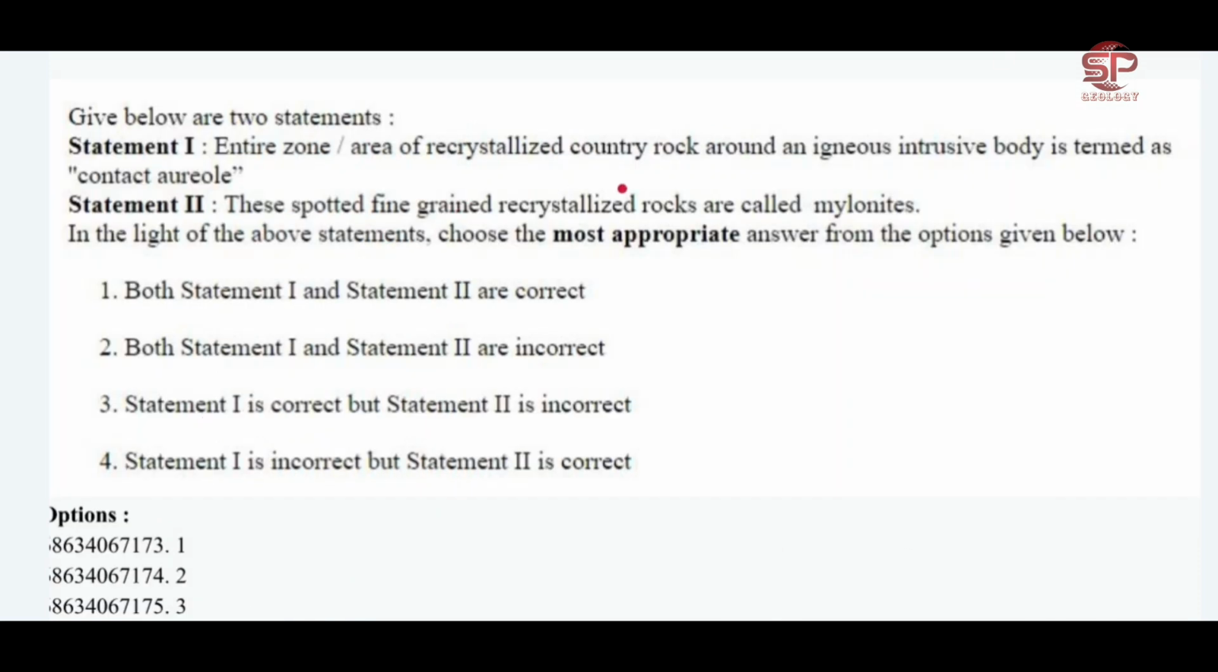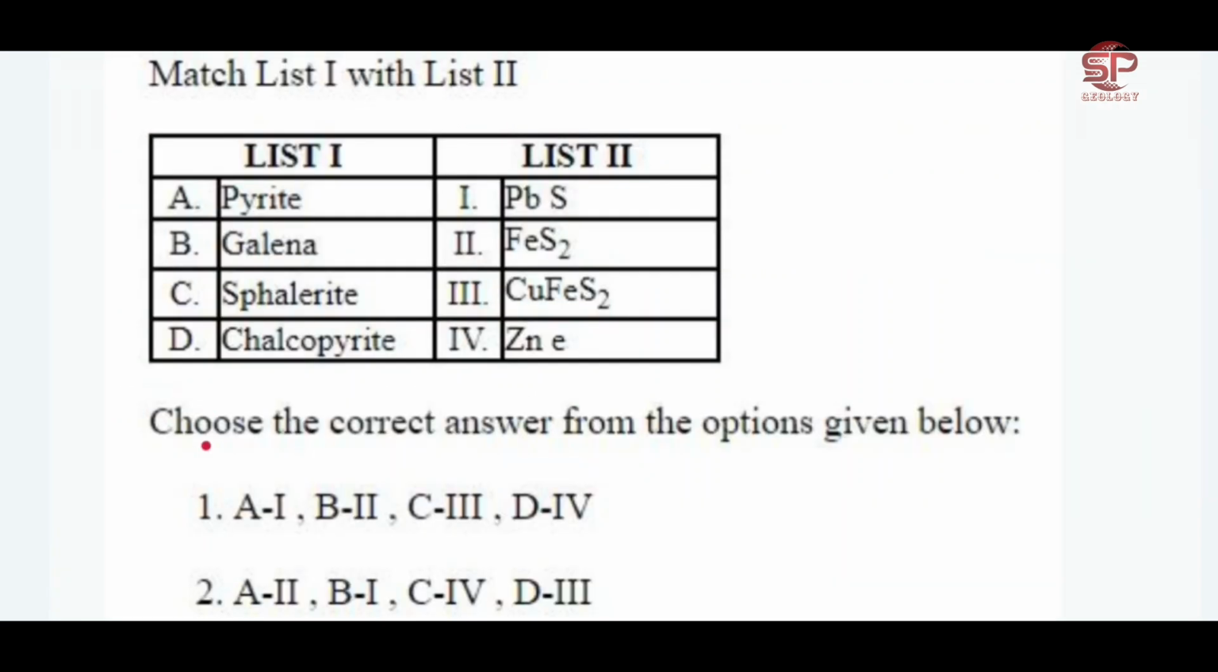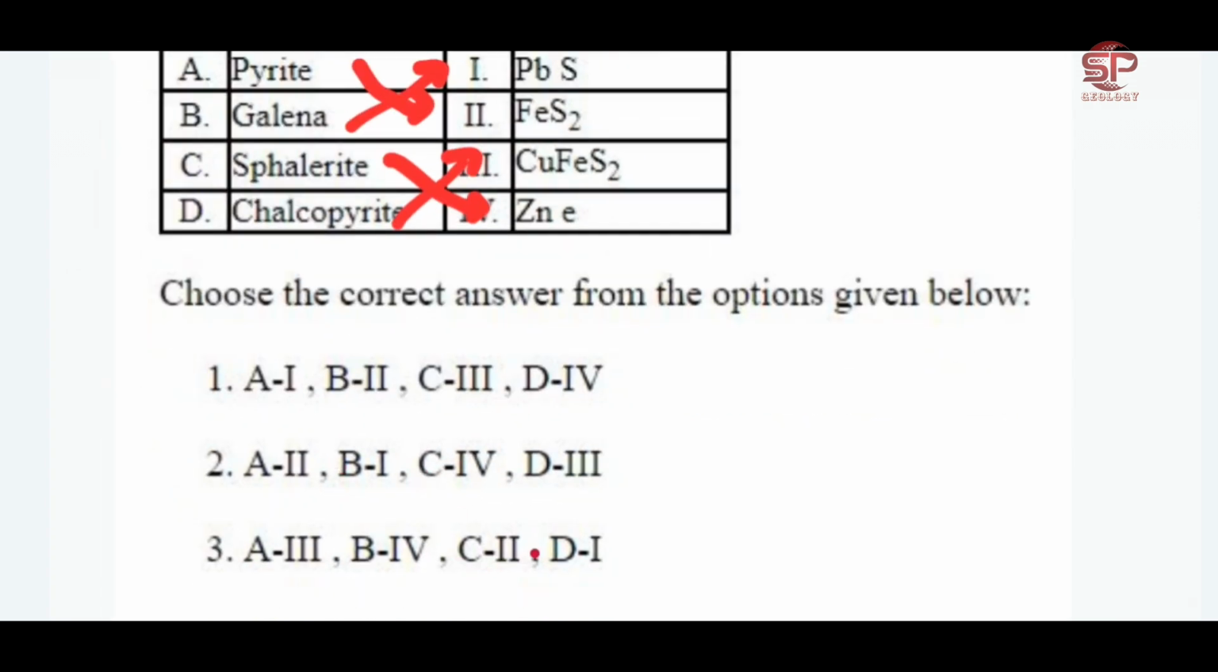The entire zone or area of recrystallized country rock around an igneous intrusive body is termed a contact aureole. It is correct. Then these spotted fine-grained recrystallized rocks are called mylonite. It is incorrect. It can be called spotted hornfels. So statement 1 is correct and statement 2 is incorrect. Pyrite is FeS2, galena is PbS, sphalerite is ZnS, chalcopyrite is CuFeS2. The answer will be 2.